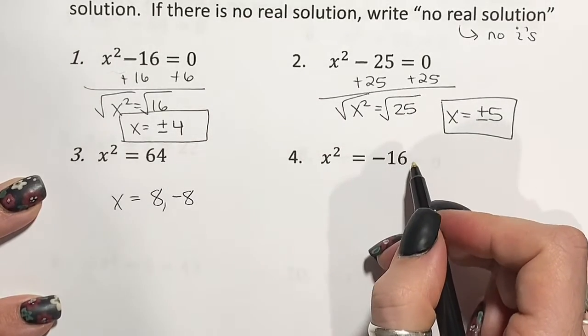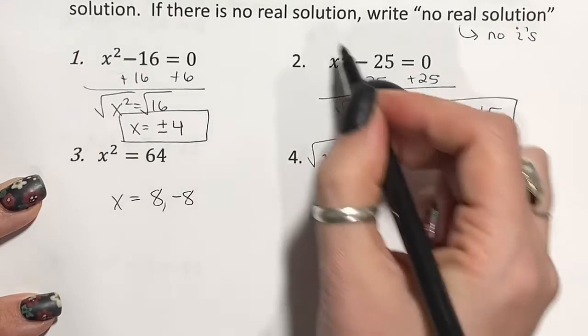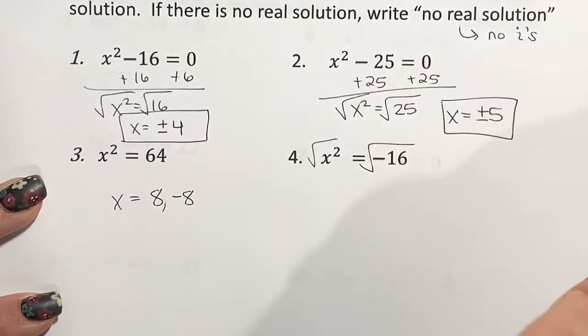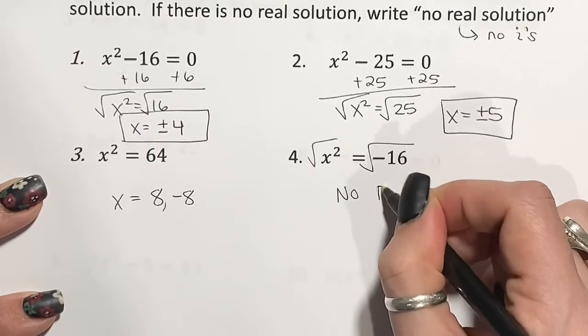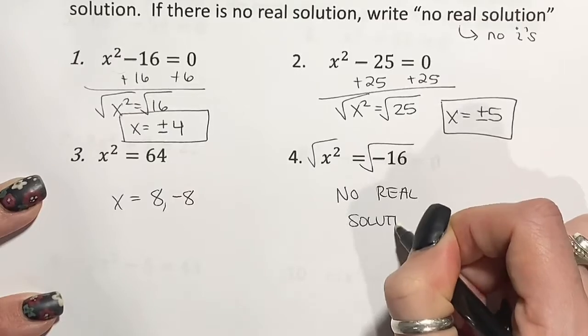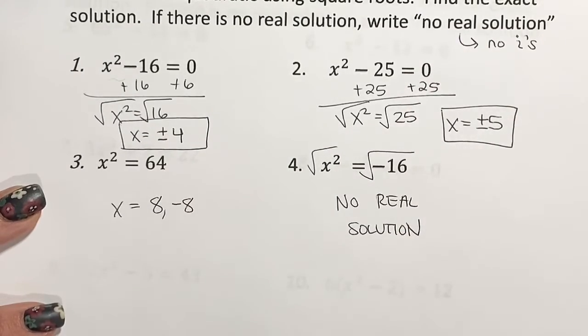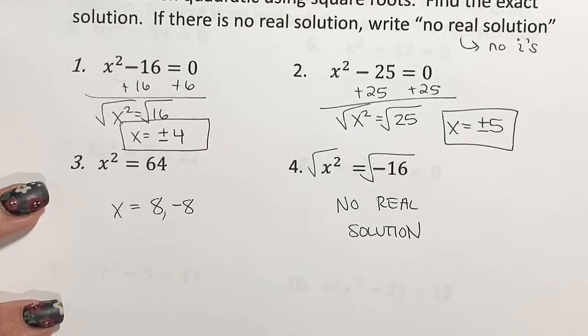And then x squared equals negative 16. Well, here I would try and do the square root, but they said if there's no real solution, right, no real solution. So I don't need to worry about the i's on that one. But make sure to read your directions. If it doesn't say this, you still need to do the i's like we just practiced.